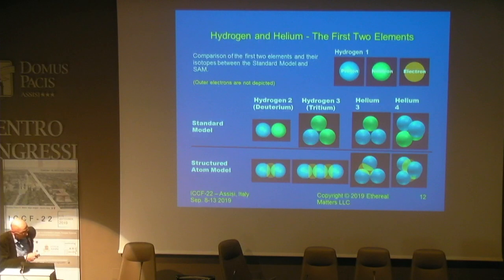The first two elements where we compare the standard model and the structured atom model. Here we have the deuteron, and here we have the deuteron in the structured atom model. This is a proton-neutron, this is a proton-proton and an electron. Hydrogen-3, helium-3, helium-4. It's reminiscent of each other, yet there are some distinct differences.